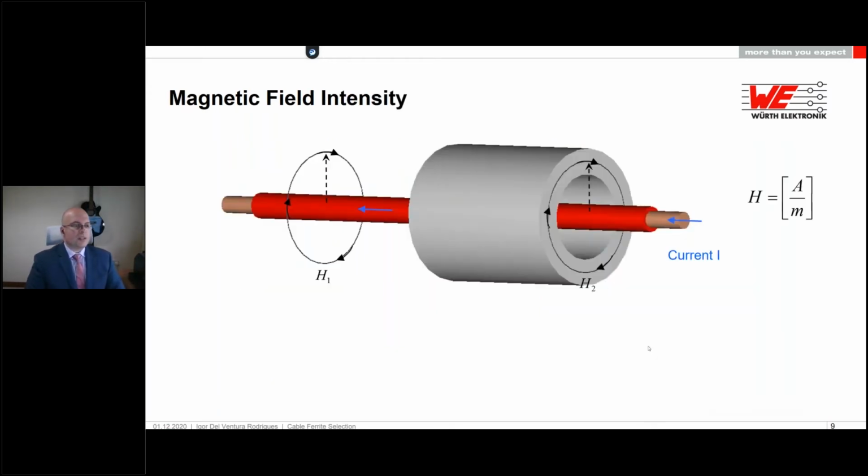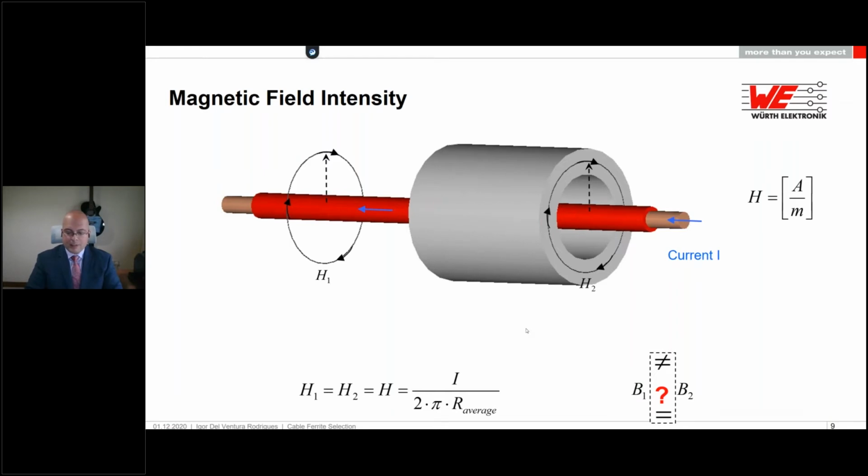Then when we talk about magnetic field, we talk also about magnetic field intensity. The intensity of the magnetic field doesn't depend on the material that you've got. It will be the same regardless if it's in the air or in a ferrite material. It will depend basically just on the radius, so the distance between the emitting point and where you are measuring. Okay, so in this example here, we have a ferrite with a cable that has got a current, and of course, it generates a magnetic field.